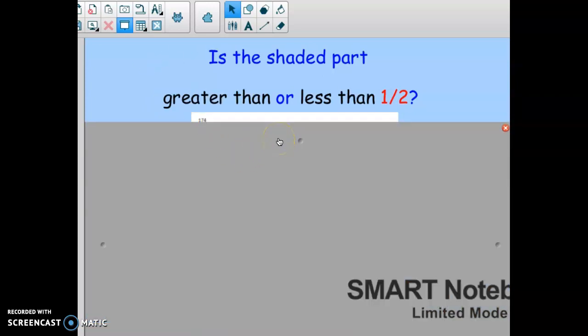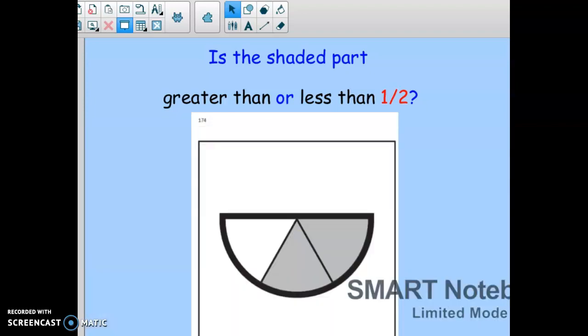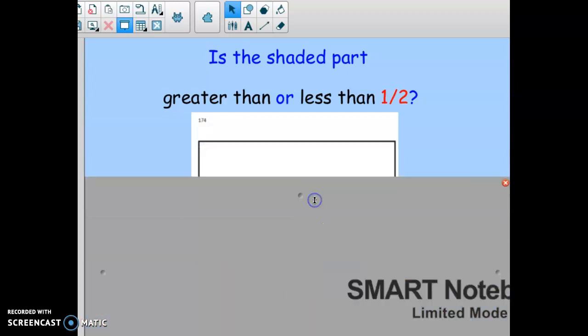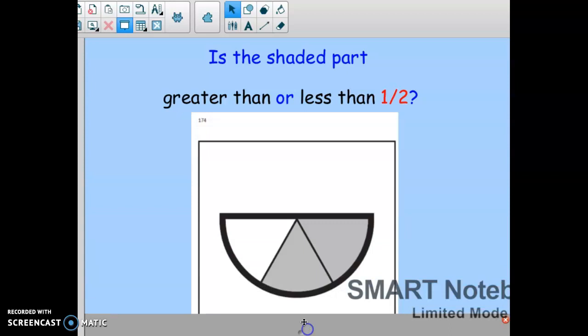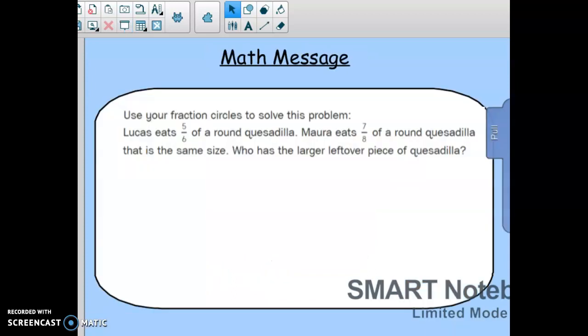Last one, is the shaded part greater than or less than 1/2? Ready? This one might have been a little trickier for you, but what do you think? You might need to imagine a line halfway between. If you do that, you can tell that the shaded part is greater than 1/2.